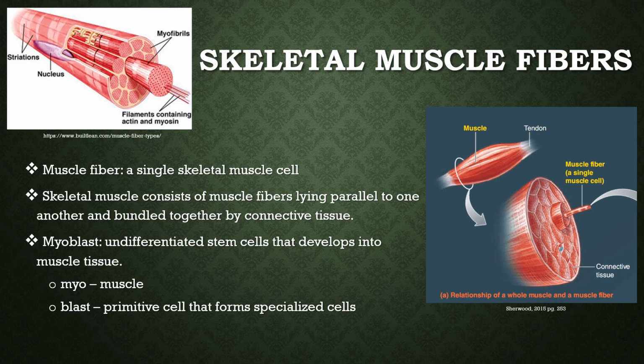A myoblast is an undifferentiated stem cell that develops into muscle tissue. Myo meaning muscle and blast meaning a primitive cell that forms specialized cells. So in embryonic development, skeletal muscle fibers form by fusion of many smaller cells known as myoblasts. Cells differentiate to form multinucleated muscle fibers for muscle contraction. There are multiple nuclei dispersed beneath the plasma membrane in a single muscle cell, and there's also an abundance of mitochondria.